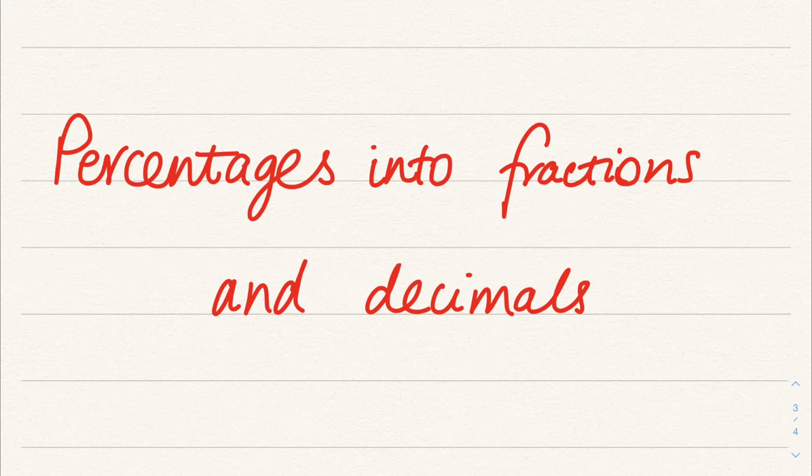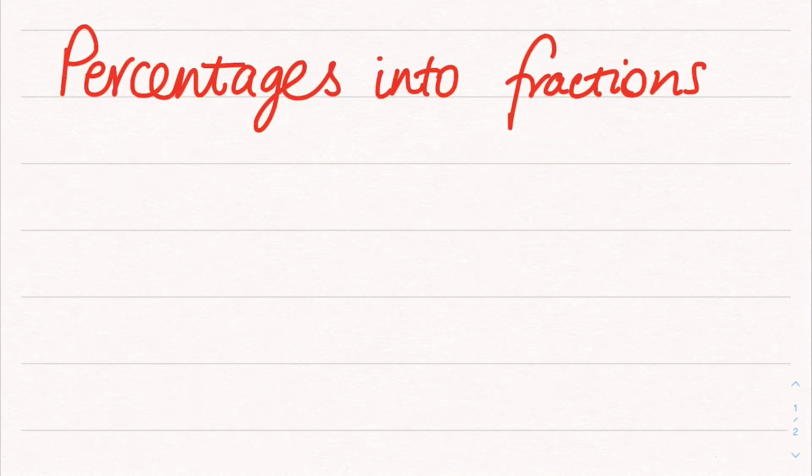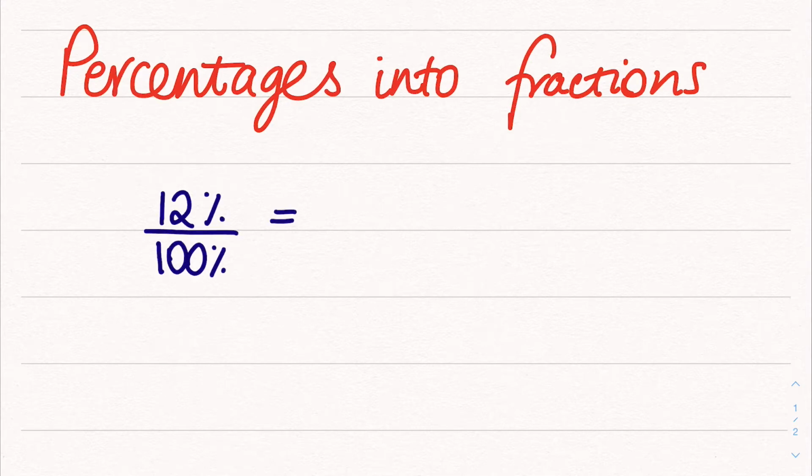So today we're looking at how to convert percentages into fractions and percentages into decimals. We're going to start with percentages into fractions. What we do is we take our percentage, so we have 12%, and we divide that by 100. That gives us a fraction of 12 over 100, but that isn't the simplest form it can be in.